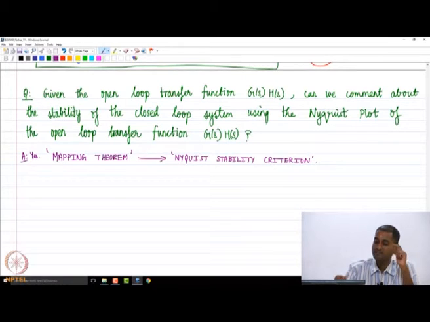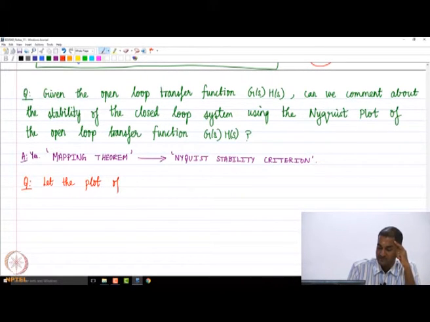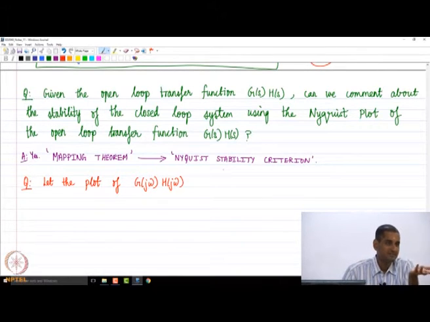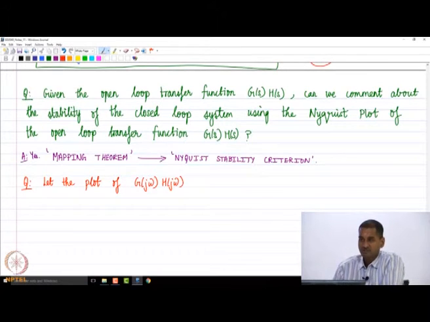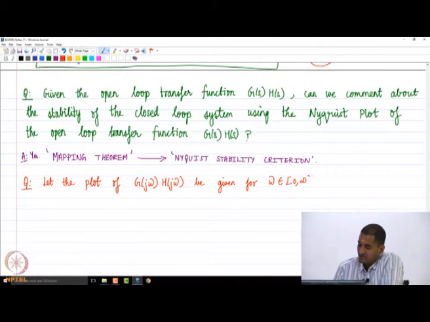But I am going to leave you with another question. Please think through these questions. Let the plot of G(j omega)H(j omega), that is the open loop sinusoidal transfer function, be given. You take G(s)H(s) and substitute s equals j omega, and you get the open loop sinusoidal transfer function. Let this be given for omega belonging to 0 to infinity.